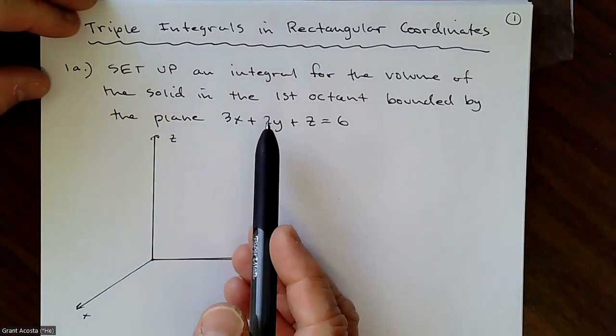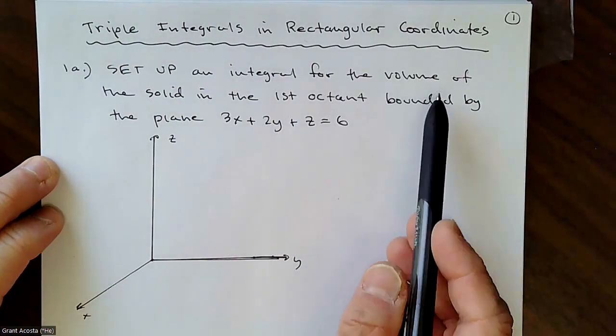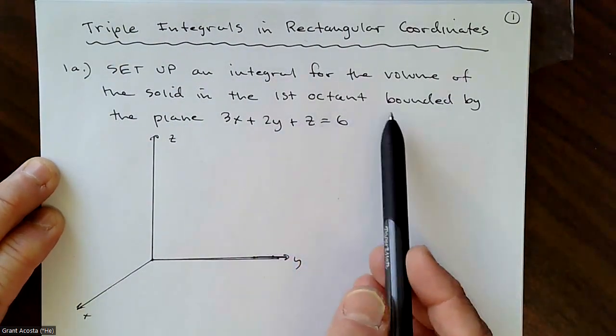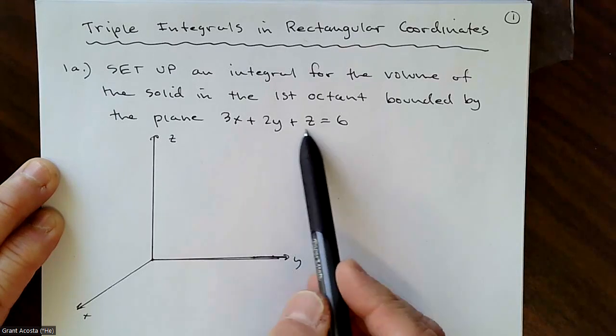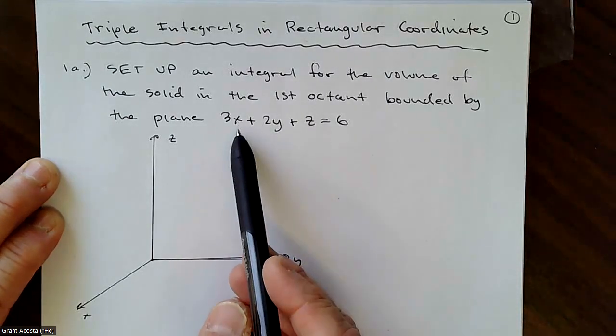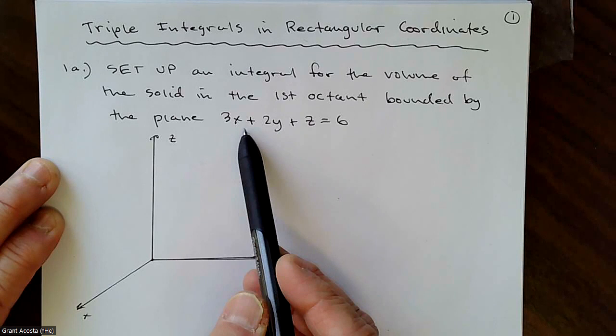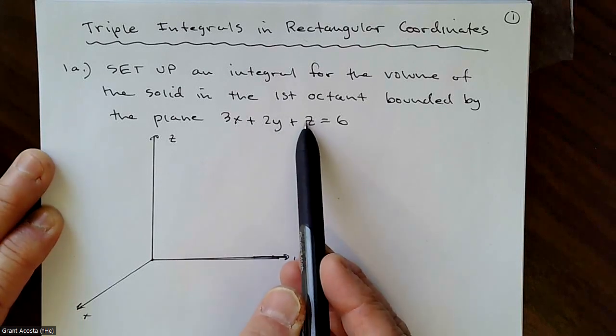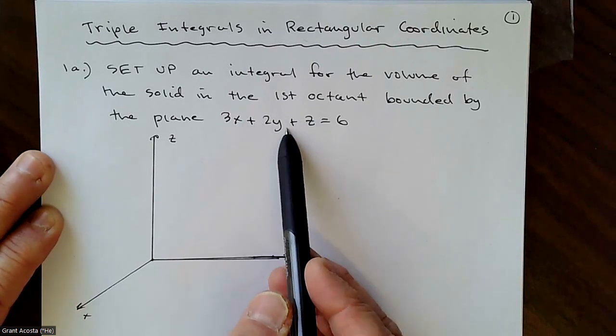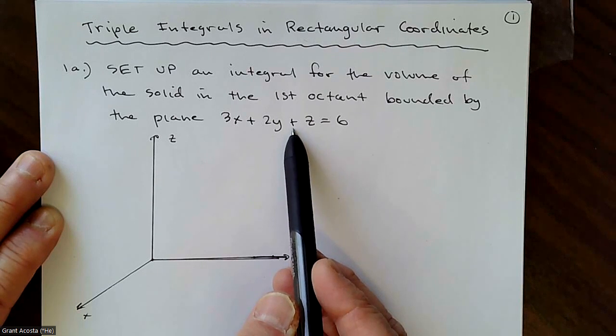So we'll start with one: setting up an integral for the volume of a solid in the first octant bounded by this plane. This is a plane. I didn't draw the graph yet. Just to remind you, an easy way to sketch a plane is to find your x, y, and z intercepts.